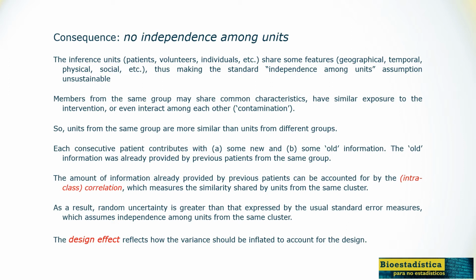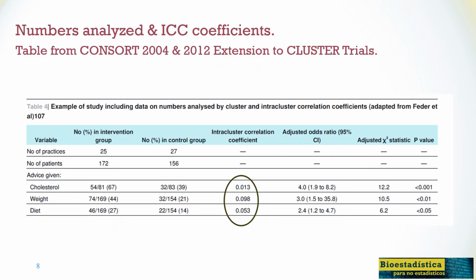To consider this, we have two statistical measures. First, there is the intra-group correlation, which measures the information shared by the members of each group. Second, we have the design effect. This indicates by how much we have to multiply the variance obtained in order to obtain the correct coverage. This table, taken from the CONSORT extension to cluster trials, shows that the shared variance depends on the chosen response, which is approximately 1% for cholesterol, 10% for weight, and 5% for diet.